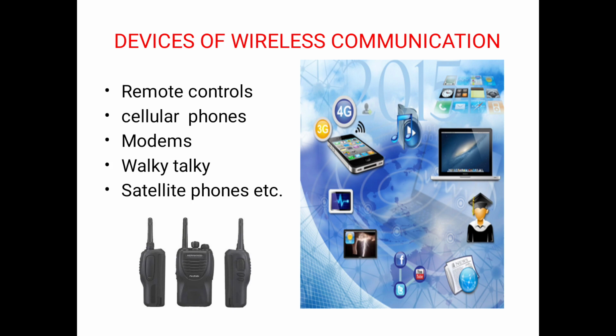Cellular phones, in all homes they are having cellular phones. Then modems, we can use for internet, for multiple access. For that we can use a modem. Then walkie-talkie for security purposes. For short distances they use walkie-talkies. Police are using walkie-talkies. Then satellite phones we use for transmitting and receiving information.